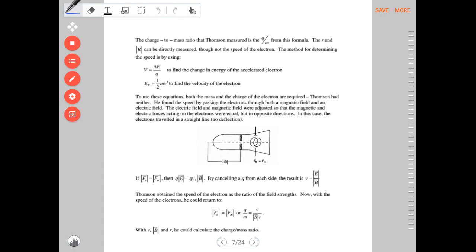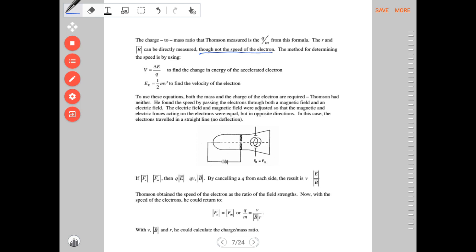The charge to mass ratio that Thomson measured is the Q divided by M from that formula. The R and the B can be measured directly. However, we can't measure the speed of the electron. It's going way too fast. So we had to do something different, or pardon me, there's no we about any of this. Thomson had to do something different.